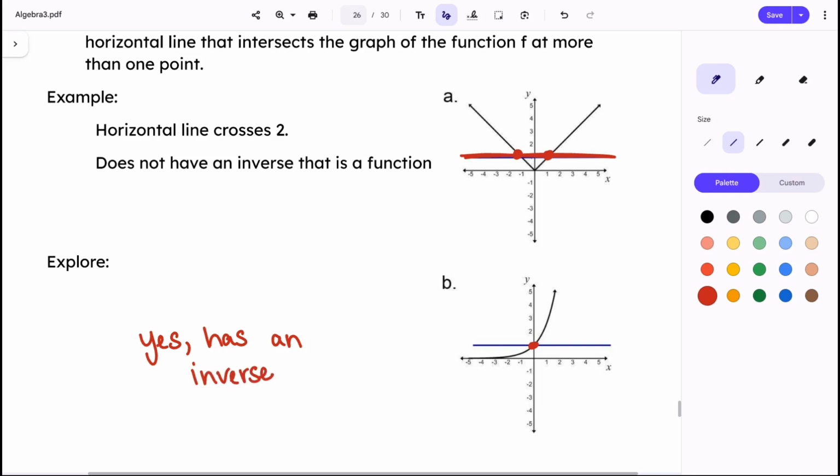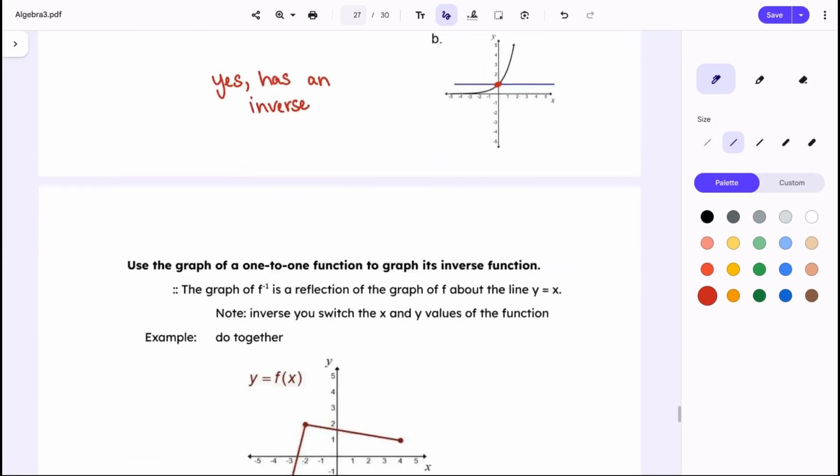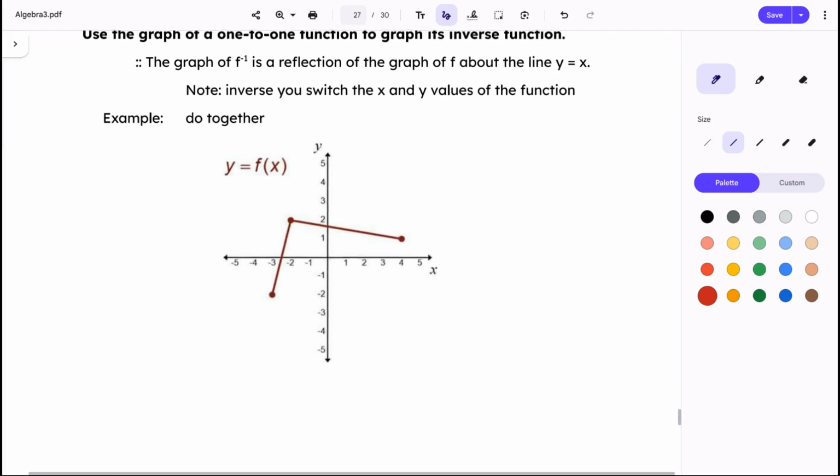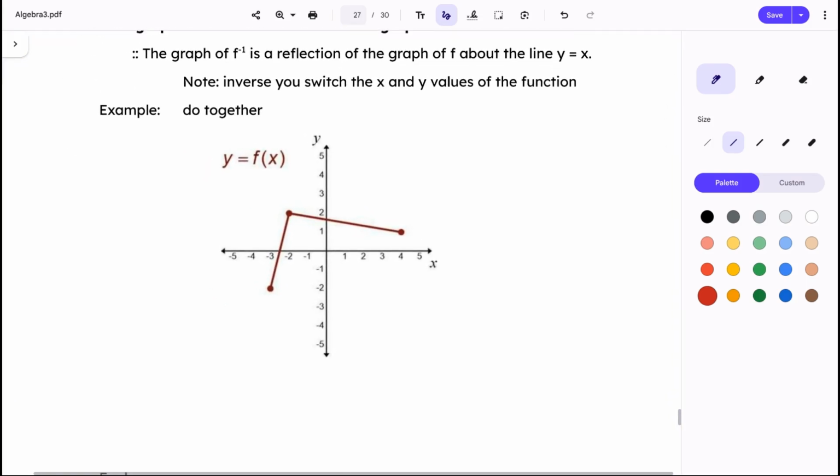So vertical lines help us figure out if something is a function. Vertical or horizontal lines help us understand if it has an inverse or not. Okay, so now let's look at when we have something on the graph, how we would figure out how to graph the inverse. And like I said, I'm going to show you a really simple, quick way to do this that does not require a ton of hard thinking. It doesn't require you to use a calculator. It doesn't require you to create a whole new table of values.